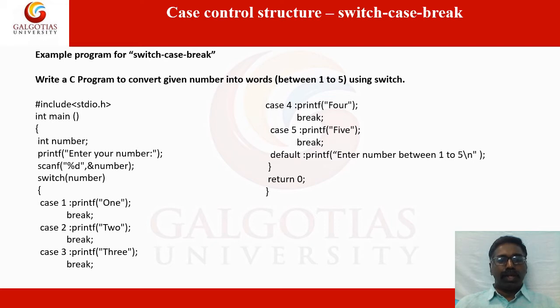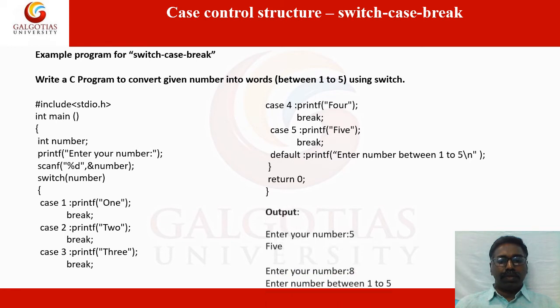Now switch number: the same number is taken for the switch condition checking, and then for case 1 we print 1 and break, in case 2 we print 2 and break. Likewise until 5 we have written like this, and a default case is there, in which we print: enter number between 1 to 5.